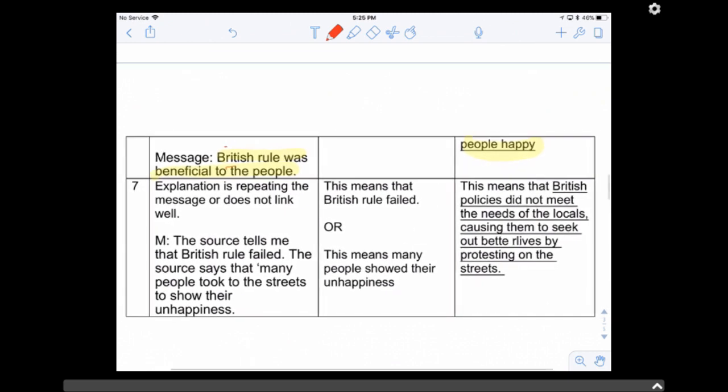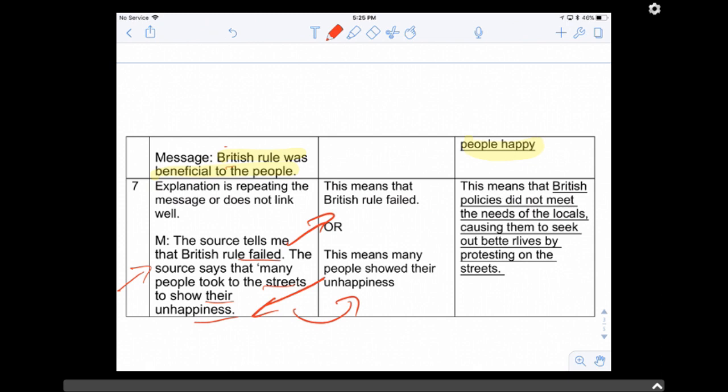Okay, number 7, explanation is repeating the message or inference and does not link well. Example, if your inference is the source tells me the British rule failed, because many people took to the streets to show their unhappiness, and you simply conclude by saying this means that the British rule failed, again, this is a vague explanation. You will not get marks for it. Or you say this means that many people showed their unhappiness. You're repeating the evidence, so again, no marks for you.